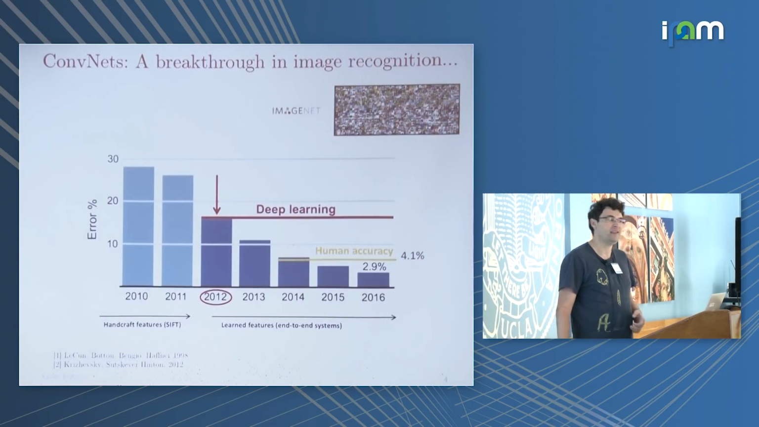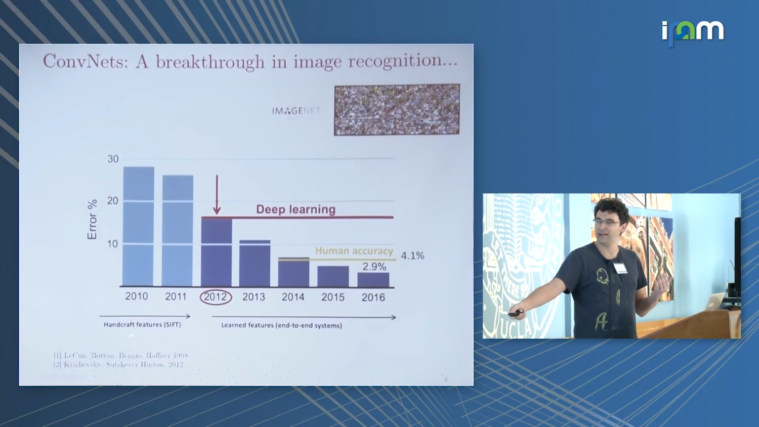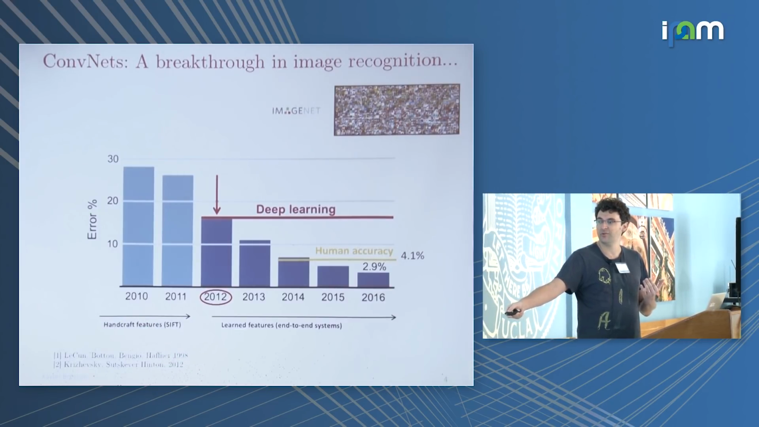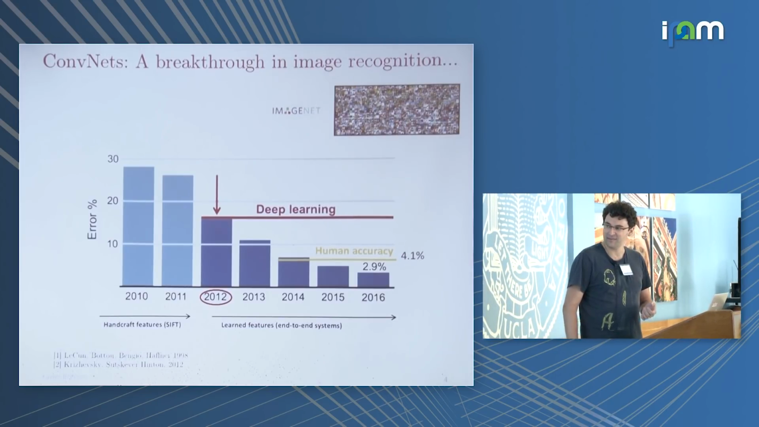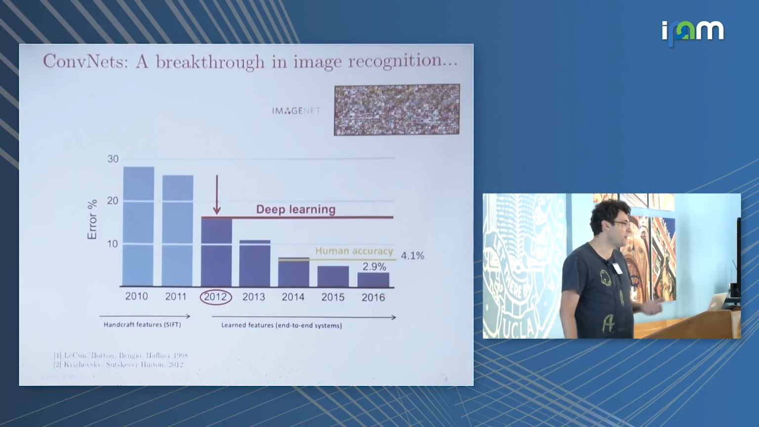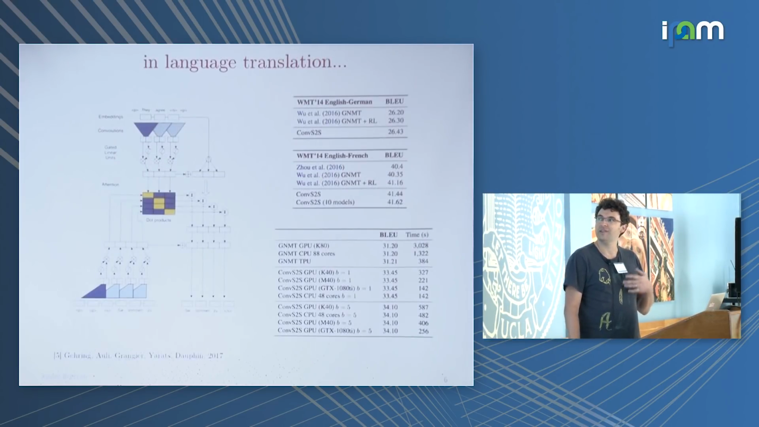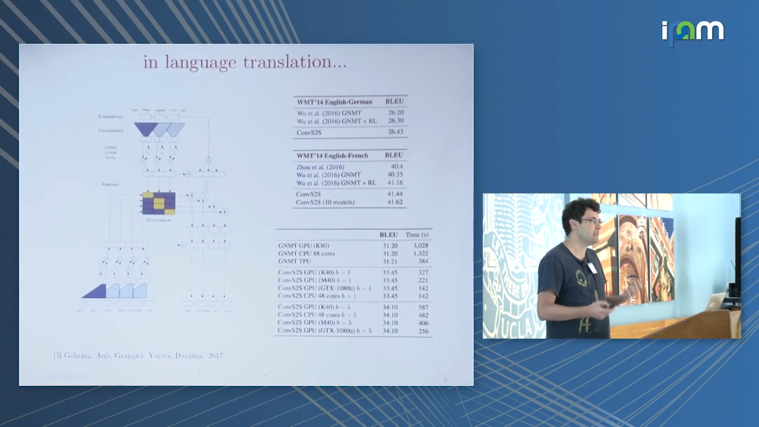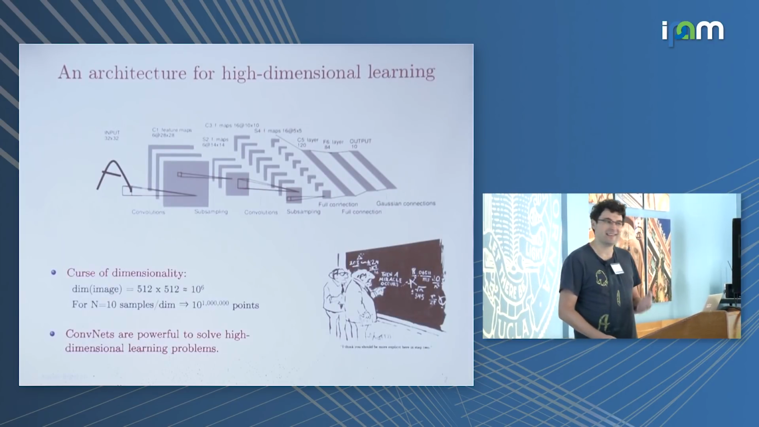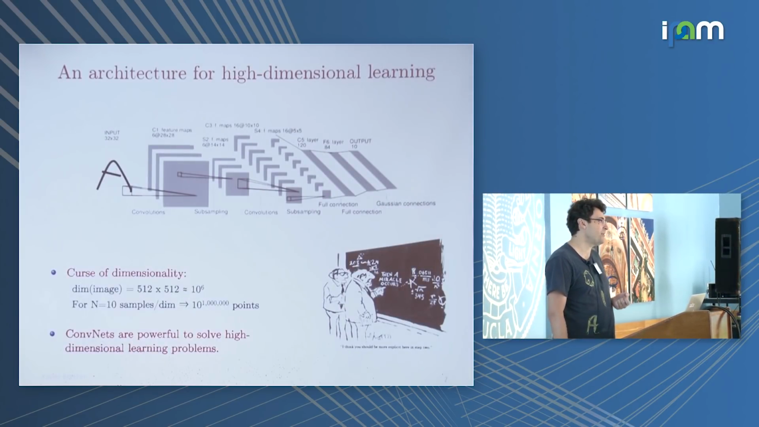Okay, so we know that ConvNets are a breakthrough in computer vision. This is basically the change of paradigm from handcrafted features to end-to-end learning systems. But it's not only in computer vision, it's also in speech recognition and language translation. So basically, this is an architecture that can learn high-dimensional learning problems.